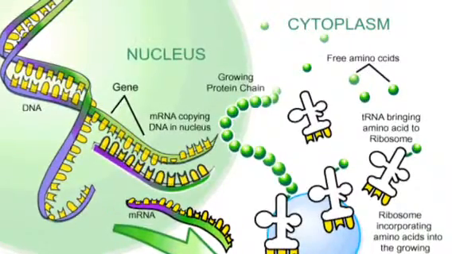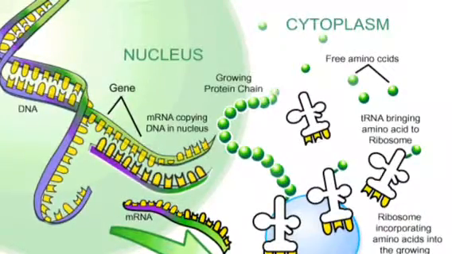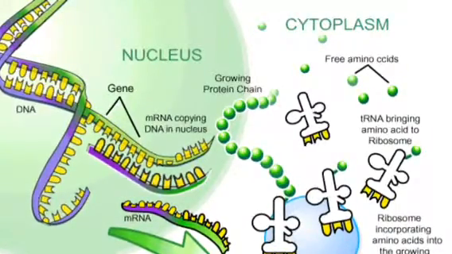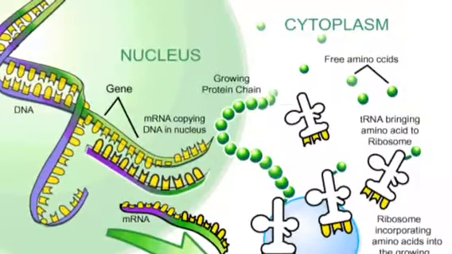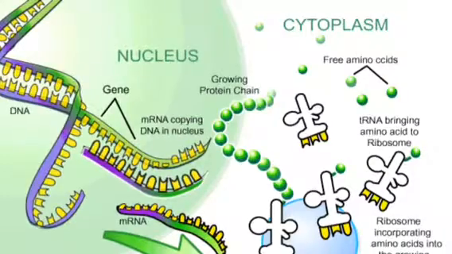We're going to talk about translation, which occurs in a ribosome. Ribosomes use a sequence of codons in RNA to assemble amino acids to make polypeptide chains, which are basically proteins.